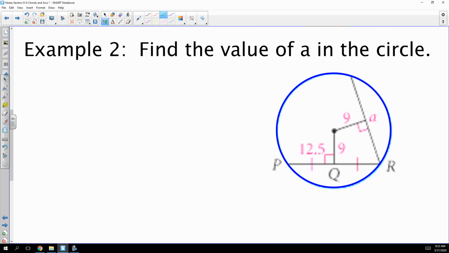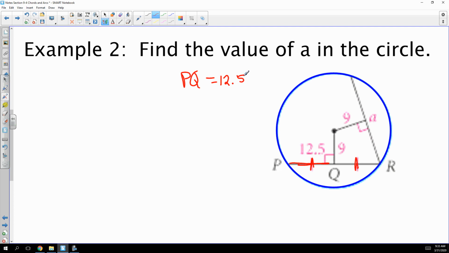All right, so now we're going to try this one. Here's what we need to notice. We want to find the value of A. I'm sorry that it's pretty blurry, so let's take a look. There's a congruent mark here and here. This particular piece from P to Q, PQ, is equal to 12.5.